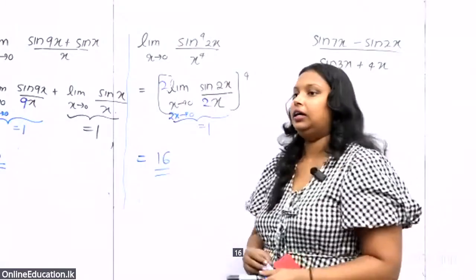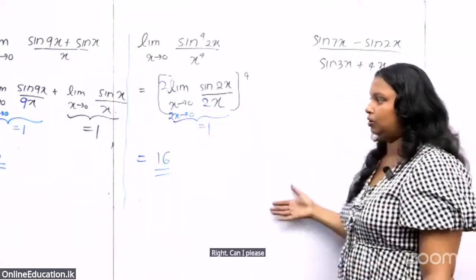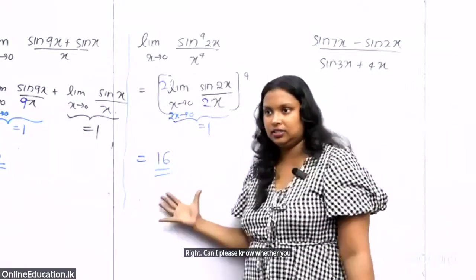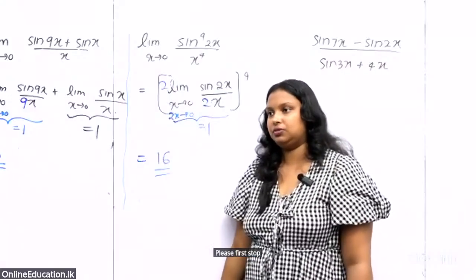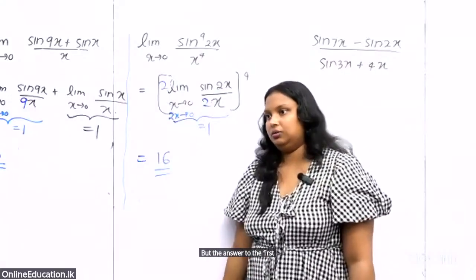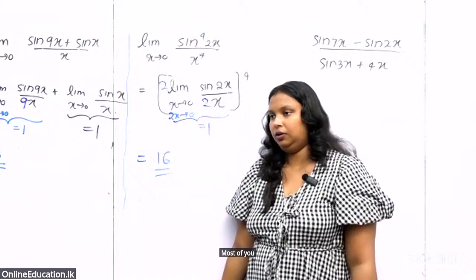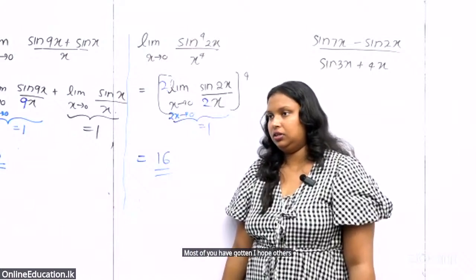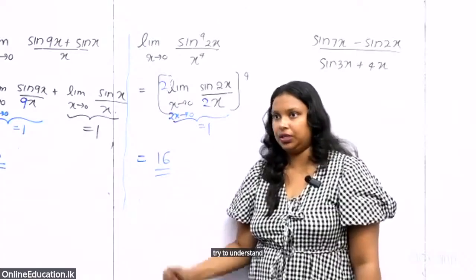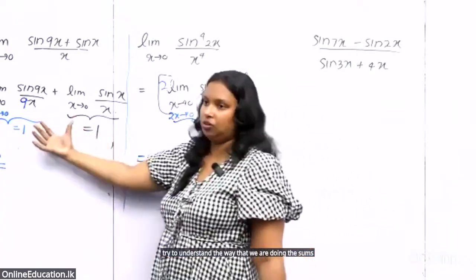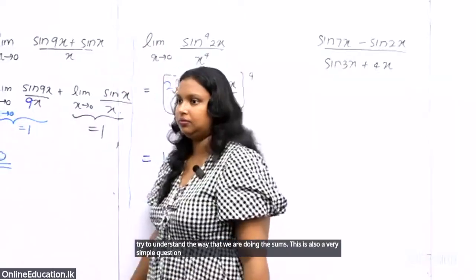Clear? Right. Can I please know whether you also got this one correct? These first two, did you get the answers of the first two? Most of you have got, no? I hope others can understand too. Now, right, try to understand the way that we are doing the sums. This is also a very simple question, right?